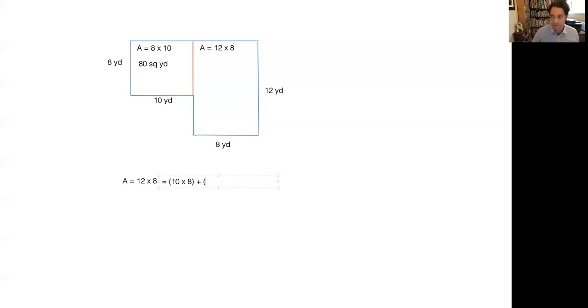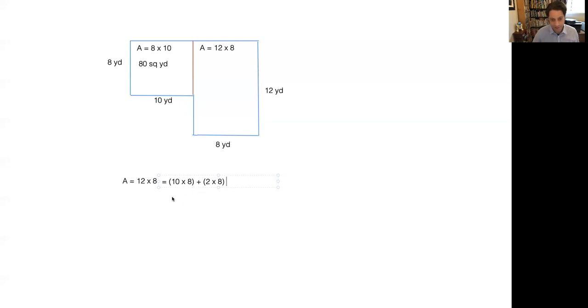Plus, you guys remember the distributive property? I know it's been a little while, but we spent a long time working with this, right? When we were back in school. So I did 10 times 8, and I still need the 2 from the 12. So now I do 2 times 8. Okay, and then I just do them separately, right?